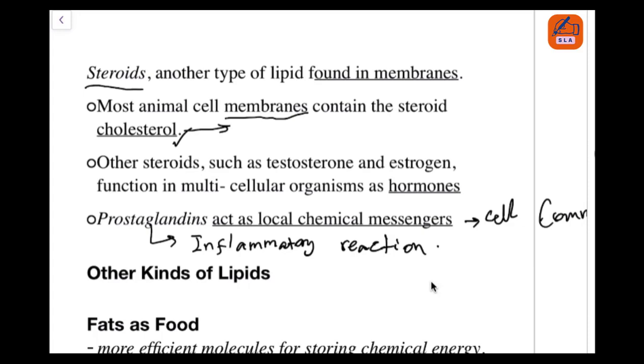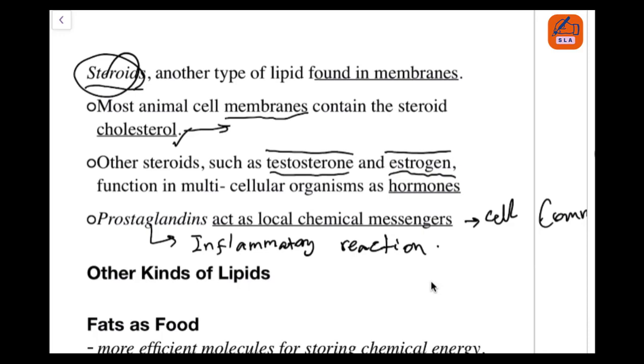But very important, we also have some hormones which are made of steroids. So when we talk about steroids, I also wanted to say that we have very important hormones which I'm sure you have already heard of: estrogen and testosterone. They function as hormones in the human body. So here we have very important roles of lipids.